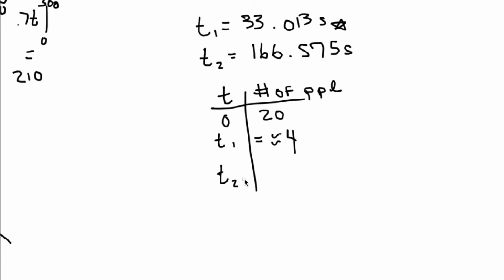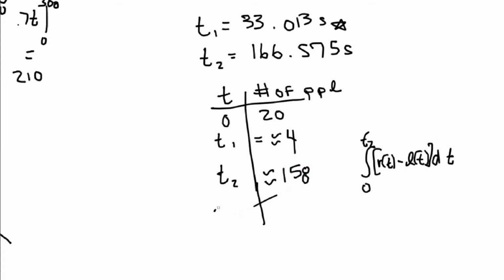And T2, same method of solving it. You have to do 0 to T2 of R of t minus L of t dt. What we get for that one, rounded to the nearest whole number, is approximately 158 people. We know that at 300 seconds, which we found in part B, there were 80 people.